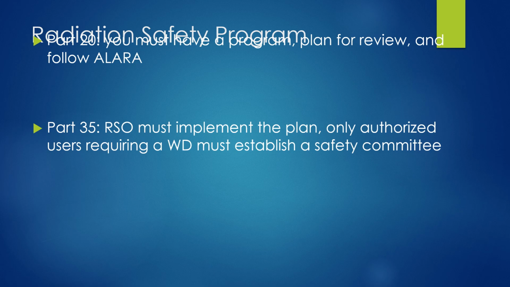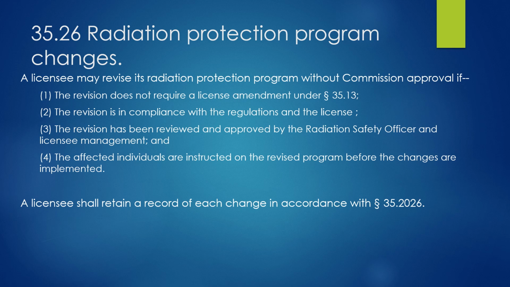All right, so remember in part 20, it says that you must have a radiation safety program. There must be a plan for review and it must follow ALARA. Part 35 is where it says that the RSO is the one that's responsible for implementing that radiation safety program, and only authorized users requiring a written directive must establish a safety committee. So if you're at a place where you're not doing therapies, there's no kind of radiation therapy or anything like that, they may not establish a safety committee, but most hospitals will have one, especially if they're doing any kind of radiation therapy on site as well, or brachytherapy.